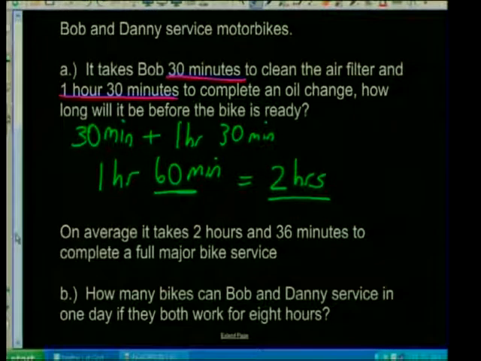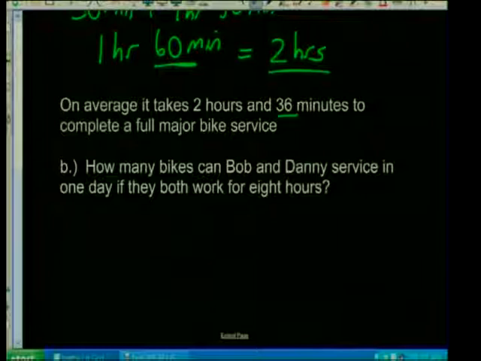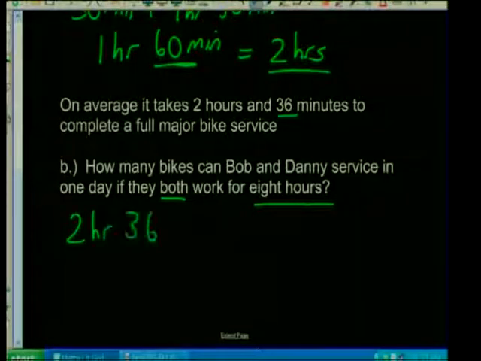On average, it takes 2 hours and 36 minutes to complete a full major bike service. So now we're taking into account that there's a little bit more time needed for possibly getting the tools or taking a little break or whatever it is that he does. So, how many bikes can Bob and Danny service in one day if they both work for 8 hours? So it takes them 2 hours and 36 minutes, and they both work for 8 hours each.